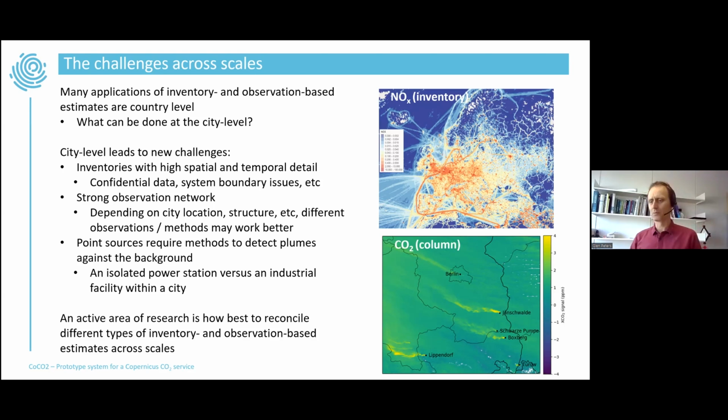But I'll just say more broadly, it's an active area of research, as you'll hear in the next two presentations, on how to reconcile these different approaches, how to use observations to make accurate estimates and so on.